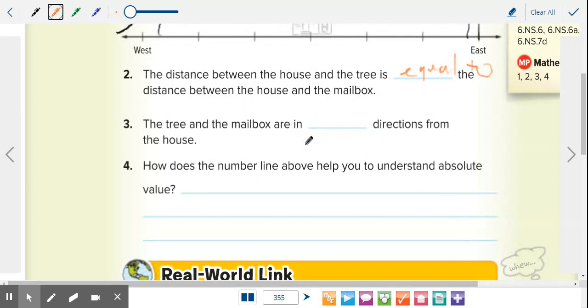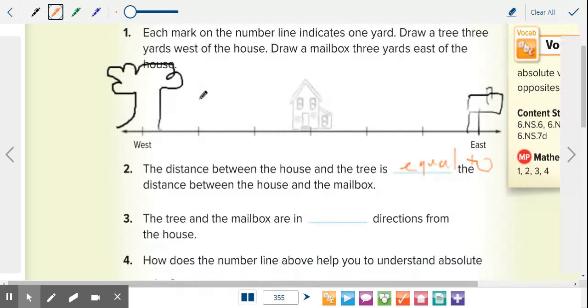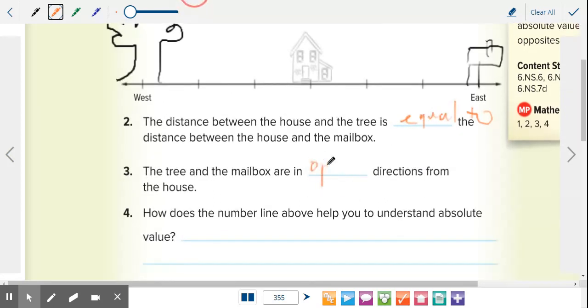The tree and the mailbox are in blank directions from the house. So what can we say? The tree is over here, the mailbox is over there. There's the house. What could you say about the directions? Opposite directions. So they're in opposite directions from the house.